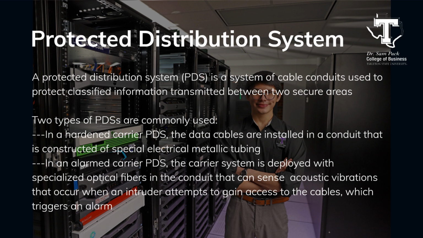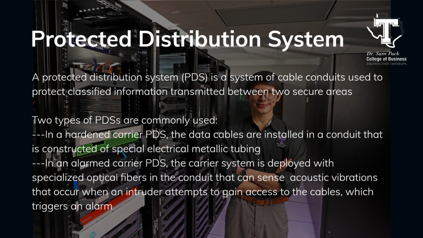Alarmed carrier PDS. In this setup, the PDS includes specialized optical fibers within the conduit that serve a dual function. These fibers not only carry data but are also sensitive to acoustic vibrations. If an intruder attempts to access or tamper with the cables, these vibrations are detected by the optical fibers, which then trigger an alarm system. This immediate response mechanism helps to alert security personnel to potential breaches, allowing for rapid reaction to protect the integrity of the classified information.